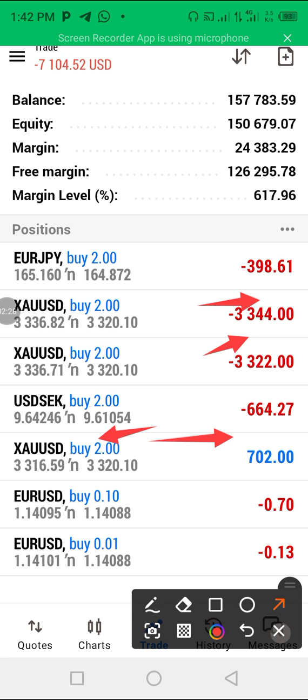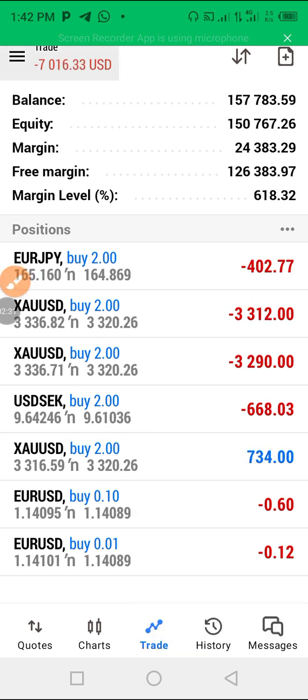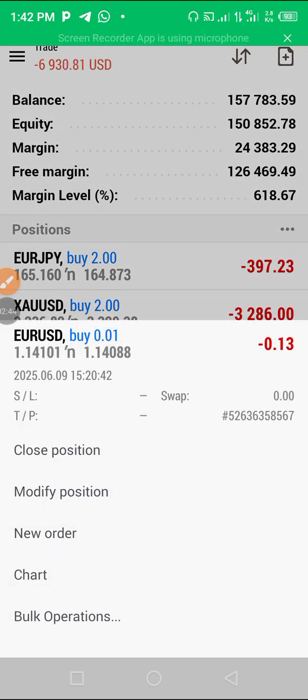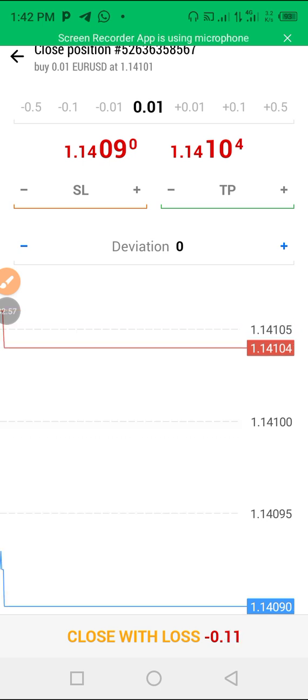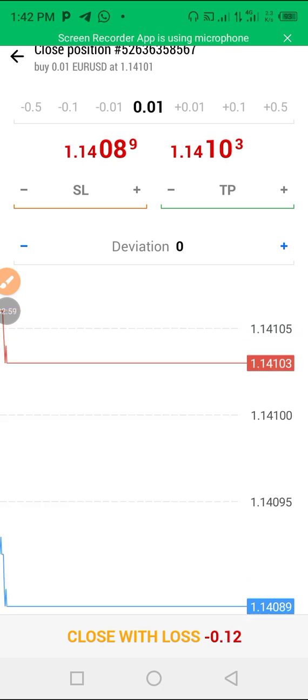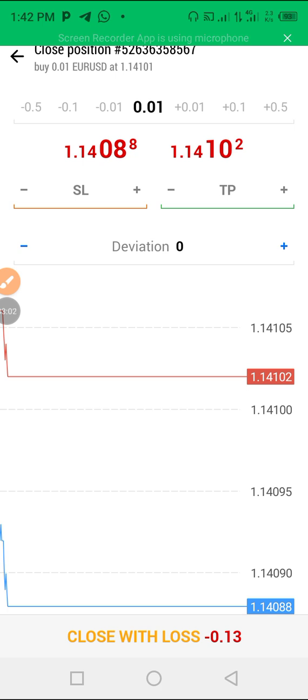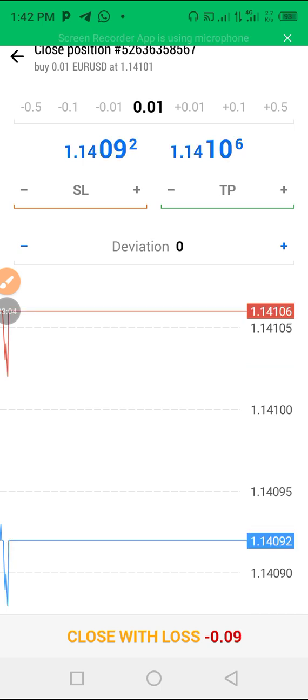Now you might want to ask, how do we close a trade? You go to the currency pair or the commodity you want to close. You long press it. Let me use the last one as my example. You long press it. You can see it's bringing close position, modify position, new order, chart, and the last option here. But let's talk about position. Once you tap on it, it's bringing the position to you. Can you see that? It's bringing out this close position. Once you tap on this close position, the trade will close. So let me tap on it.